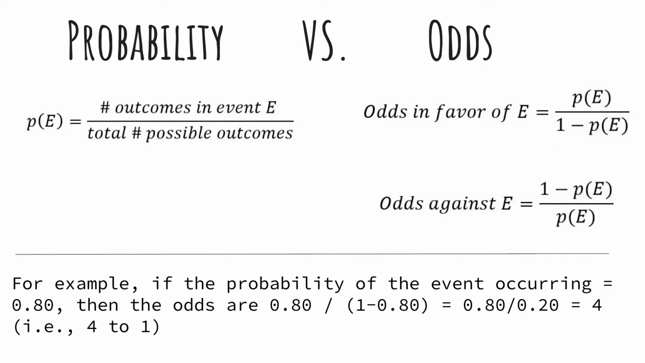If we wanted to do the odds against, it's just the reverse of that. So we would say that the odds against that event happening, we would switch the 4-to-1, and so odds against would just be 1-to-4.